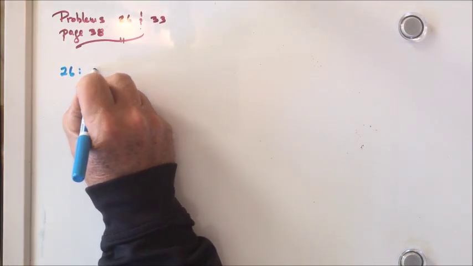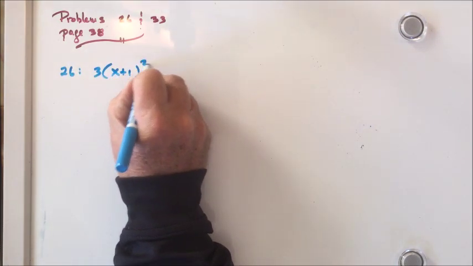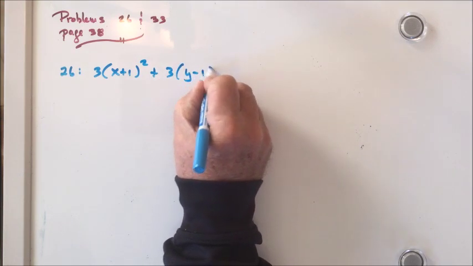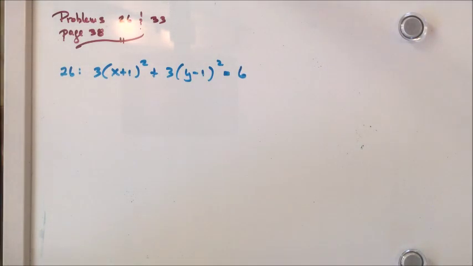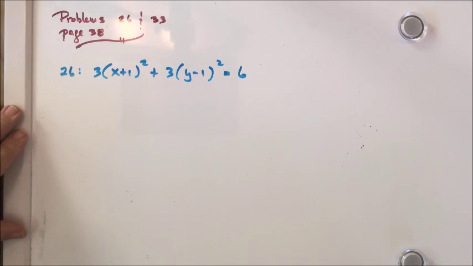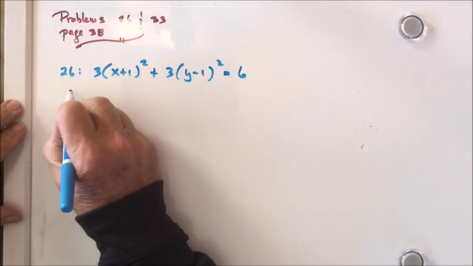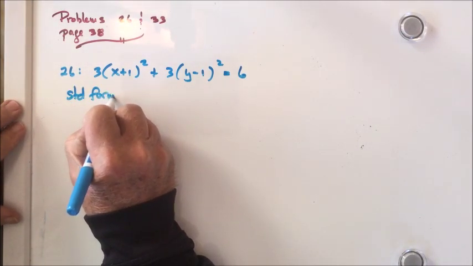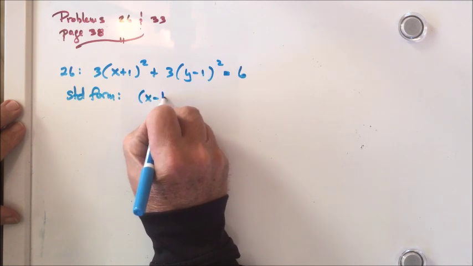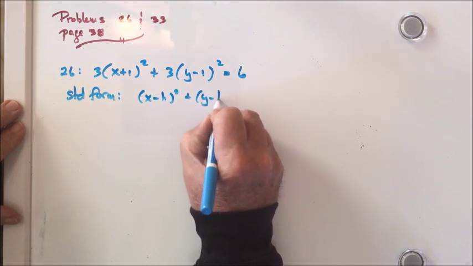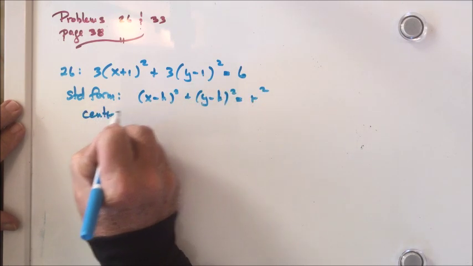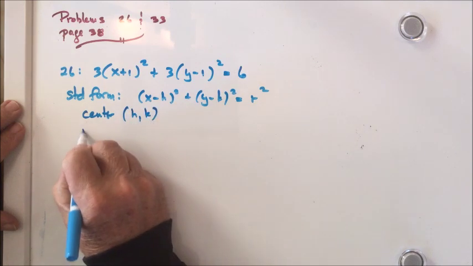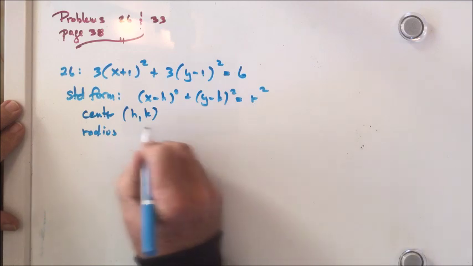26 gives this equation, 3x plus 1 squared plus 3y minus 1 squared is equal to 6. And it says, let's find the center and the radius of the circle described by this particular equation. To do this, you have to remember that the standard form for a circle is x minus h squared plus y minus k squared is equal to r squared. The center is the ordered pair (h, k), and the radius is r.